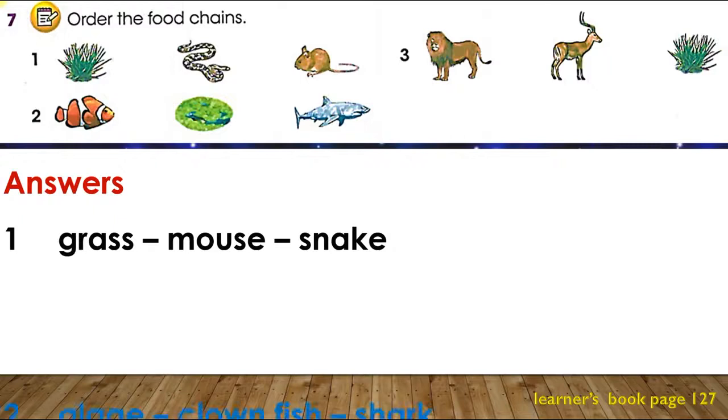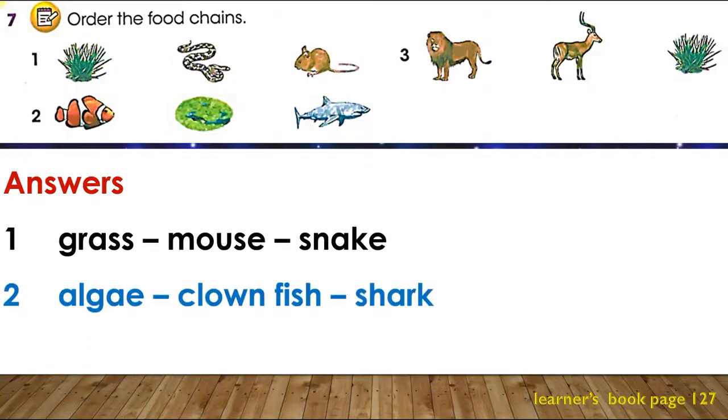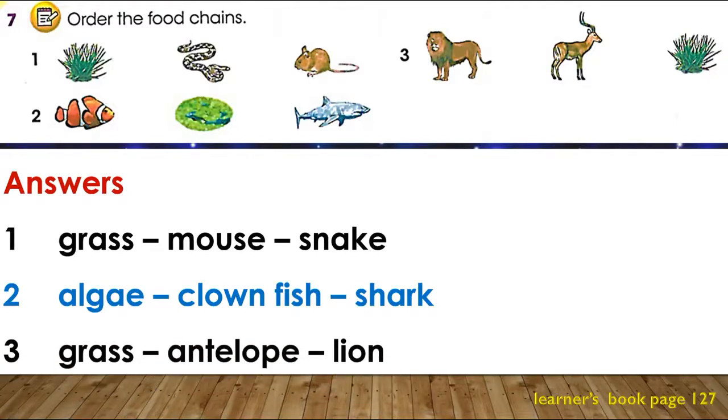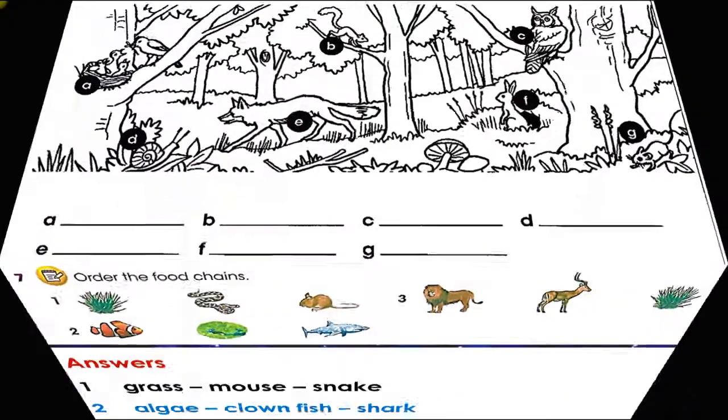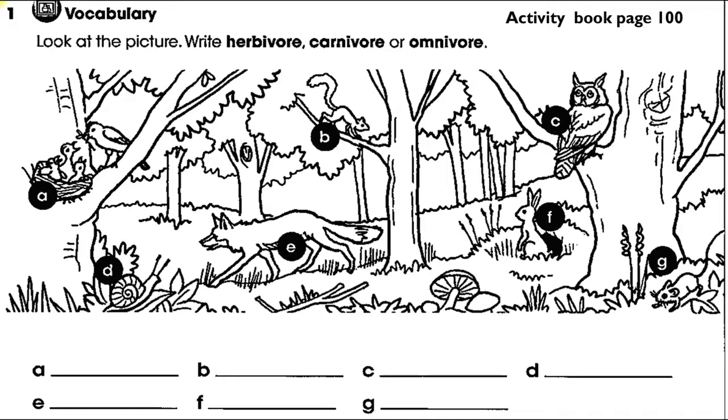Back. In number 2, the algae here is the producer, and the clownfish eats it, and the shark eats the clownfish, and so on. We go with the grass and the line. I believe now that you can make your own chain. But before that, let's go to the activity book, page 100, and look at the pictures.